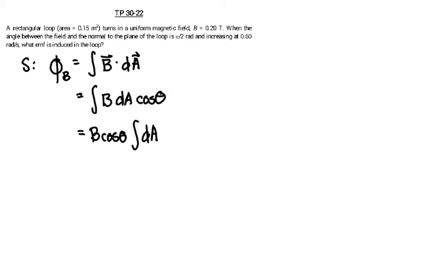Now we just have the integral of our differential area. We're just adding up all these chunks. And so we're left with just the area times the magnetic field times the cosine of the angle between our area vector. Remember that we have our magnetic field traveling in that direction, and we have our normal unit vector pointing out of the screen or out of the page. So those are 90 degrees apart initially.